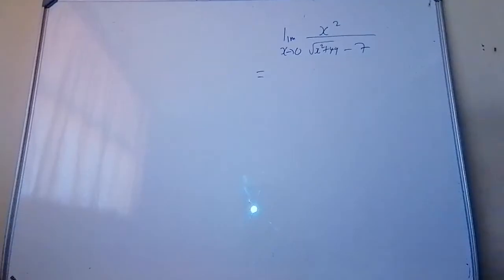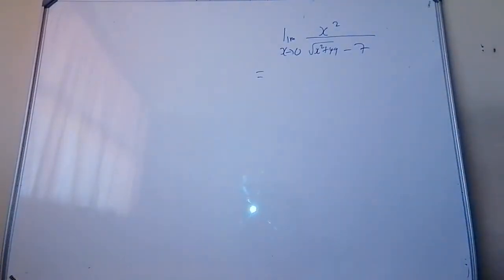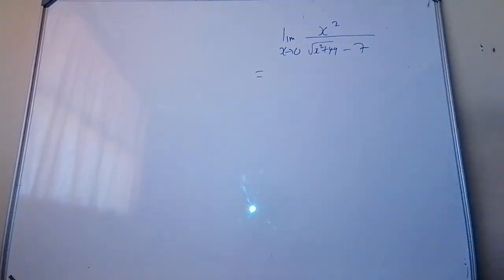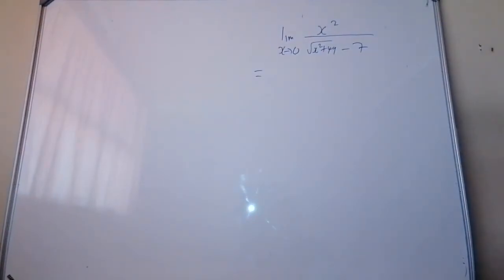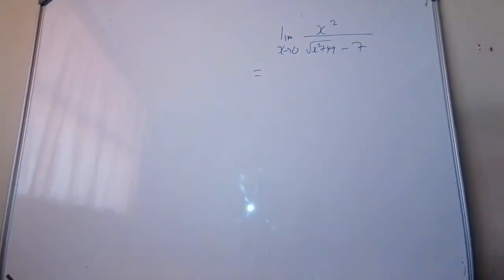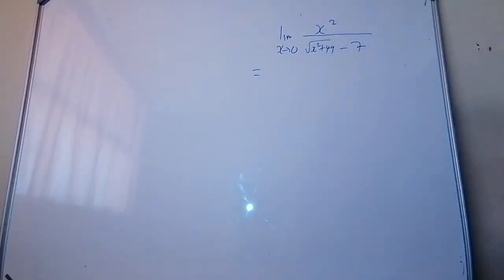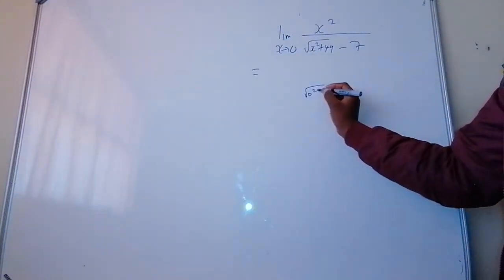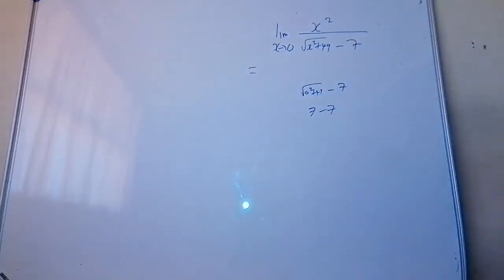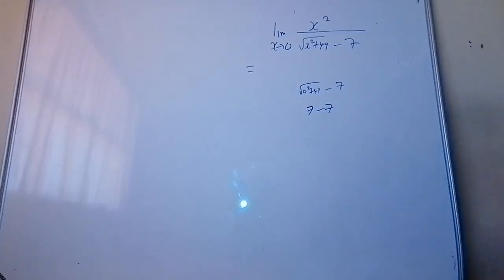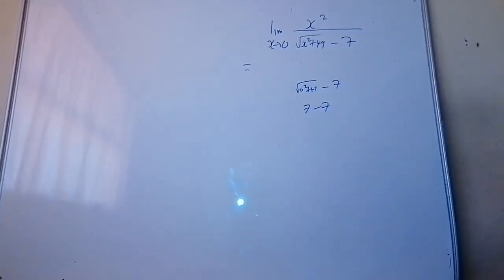So today I'm going to do some of the problems in your tutorial worksheet. So that's the problem that we are given that we need to solve. The first thing that you do when you solve this type of problem is substitute the value of x that you are evaluating the limit at. If we substitute 0 there, we'll find that the square root of 0 squared plus 49 minus 7 is going to be 7 minus 7, which is 0, and we know that we are not allowed to divide a number by 0. It becomes undefined.